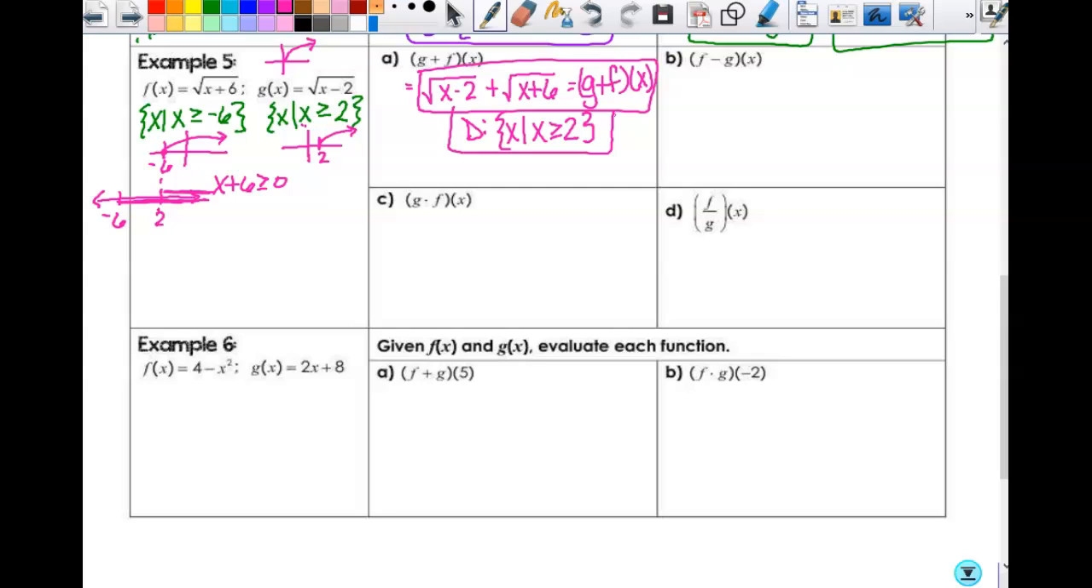So then we subtract them. F, which is the square root of x plus 6, minus g, which is the square root of x minus 2. And again, I can't do anything, so that is f minus g of x. Always make sure you're paying attention to which order you're subtracting so you don't make some ridiculous mistake. So our domain is the same: the set of all x's such that x is greater than or equal to 2.